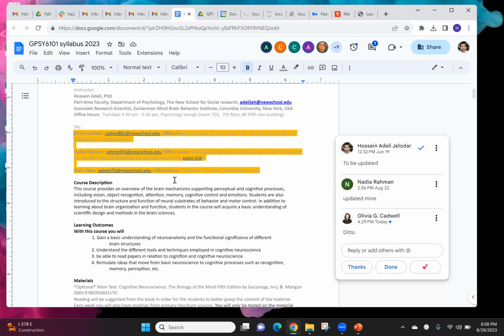We have 3 TAs for the course. Olivia and Ellen are here. We'll get to meet them as the semester goes forward. We also have Nadia, but she can't be in the class, but all of them have TA'd for the course and have taken the course previously. So they're great resources and they're the nicest people on the planet. So you should definitely reach out to them if you have any questions.